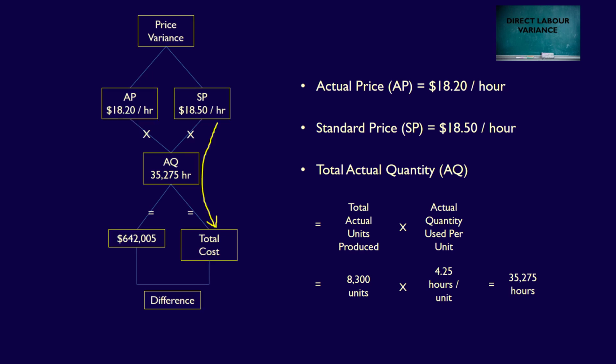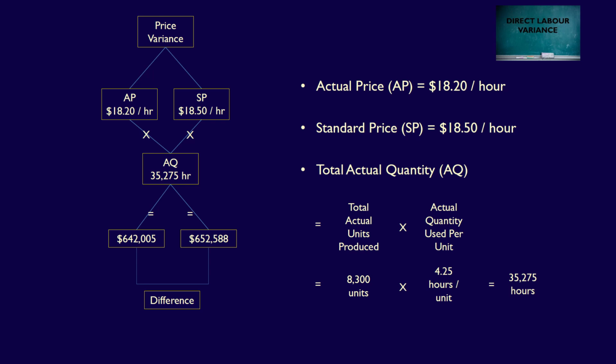We can now do the multiplication on the other side. Standard price of $18.50 per hour multiplied by the actual quantity, 35,275 hours, is equal to $652,588. Wow. It's actually equal to $652,587.50, but I've rounded the amount to the nearest dollar. Now that we have the two totals, we can determine the difference in order to calculate the variance. The difference between $642,005 and $652,588 is $10,583.